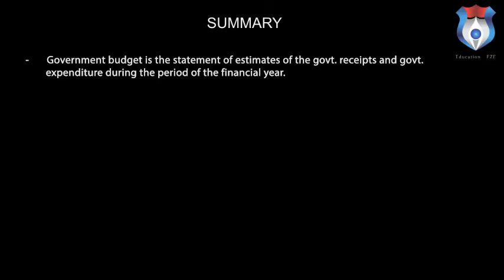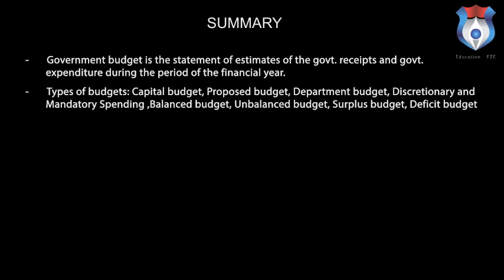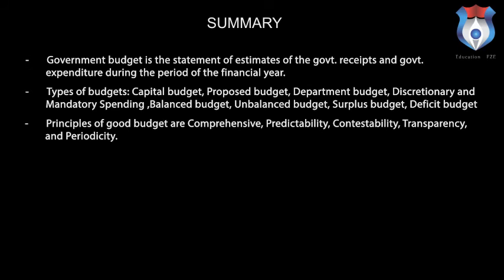Let us summarize all that we have learned in the lecture. Government budget is a statement of estimates of the government receipts and government expenditure during the period of the financial year. Types of budget: capital budget, proposed budget, department budget, discretionary and mandatory spending, balanced budget, unbalanced budget, surplus budget, deficit budget. Principles of good budget are comprehensive, predictability, contestability, transparency, and periodicity.